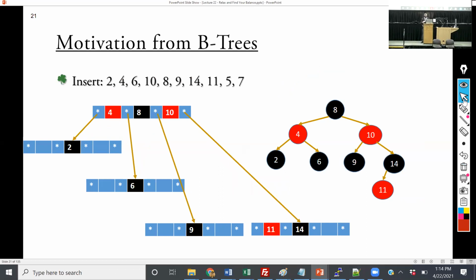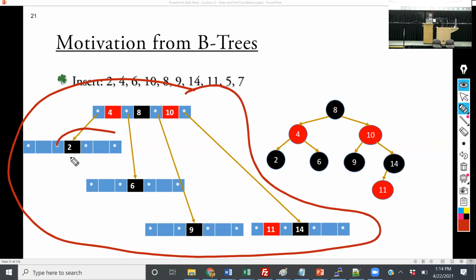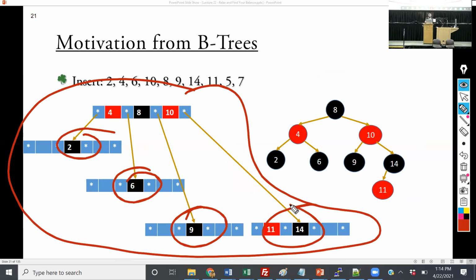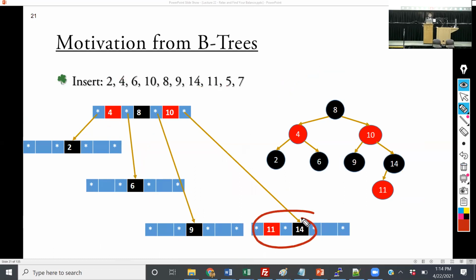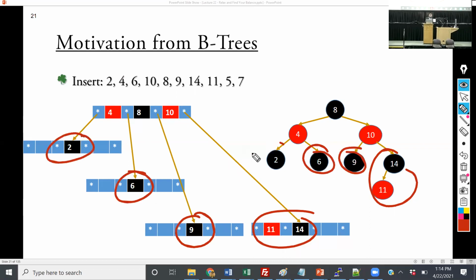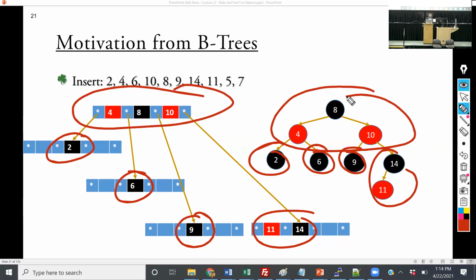We see that here in the B tree representation, all of the leaves are on the same level. And the leaf here for 11 and 14 is here. 9 is here. 6 is here. And 2 is here. Then the root key contains all of these values.